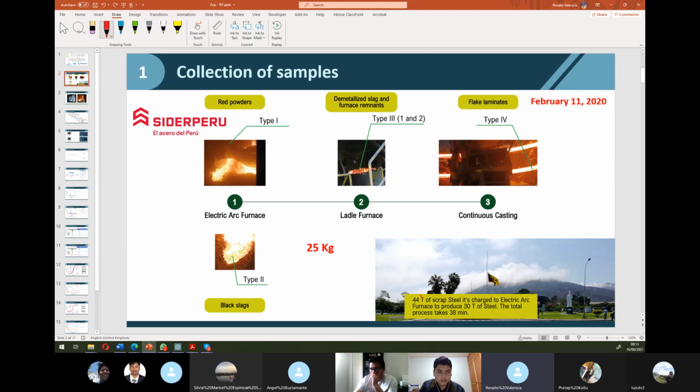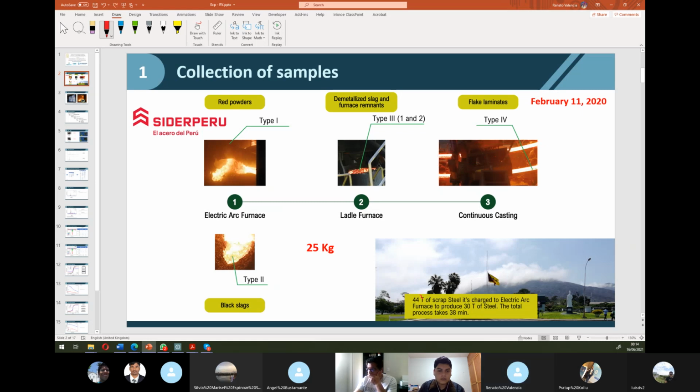Then the liquid that remains in the electric arc furnace is taken to the ladle furnace, where the type 3 samples 1 and 2 are collected, which are the metallized slag and furnace remnants. Then the liquid steel is taken to a process called continuous casting to form the steel bars.